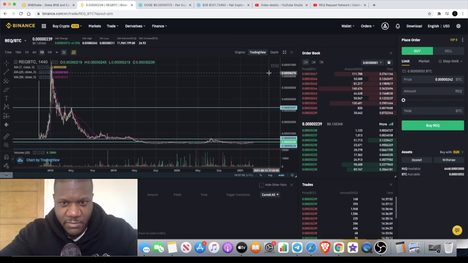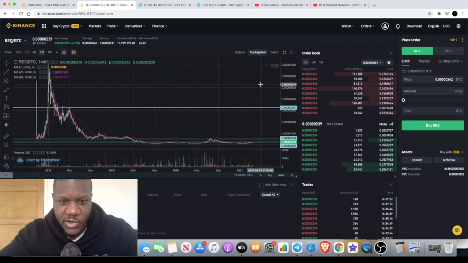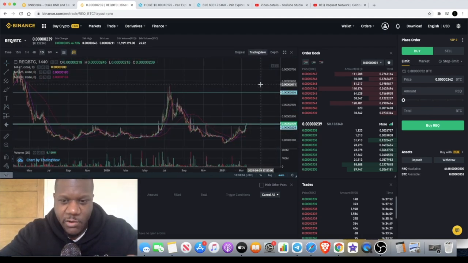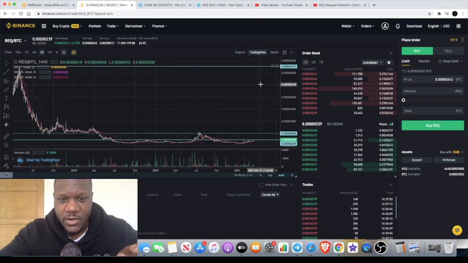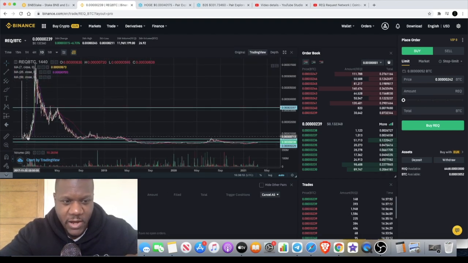Now, one of the things that I'm looking at with this chart is the simple fact that it hasn't pumped yet. We've seen a lot of coins, and they've all had their parabolic moves to the upside. REQ, Request Network, hasn't yet. Now, it is on Binance, which is a top-tier exchange, of course. It's been around for a little while, since about 2017, on Binance. It had a massive pump to the upside before. Since then, it got destroyed like the rest of the altcoins.